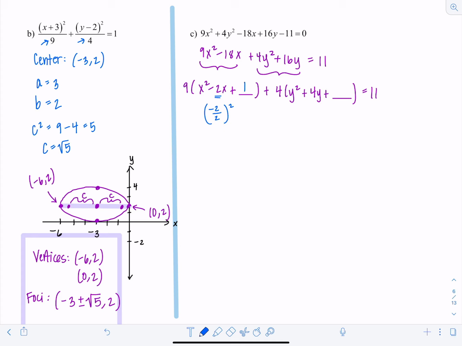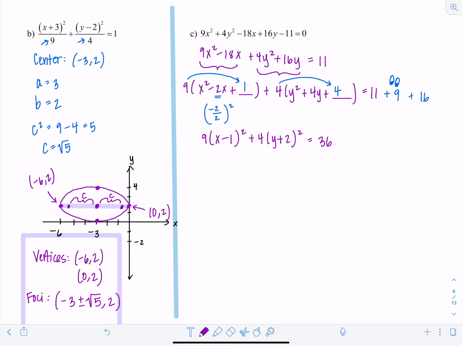So what do I add on the other side? 1? No, wait, I got to add 9, right? Because remember, this 9 distributes. Ooh, so watch out for that. Okay, what goes in the next blank? y squared plus 4y plus 4. Good. And then what do I add to the other side? 16, since I have to distribute that 4 through, right? So I didn't really add 4, I added 16 in disguise. Okay, now that the square's all completed, I can factor. So I have 9 times (x minus 1) squared plus 4 times (y plus 2) squared equals 11 plus 9, that's 20, plus 16 is 36.